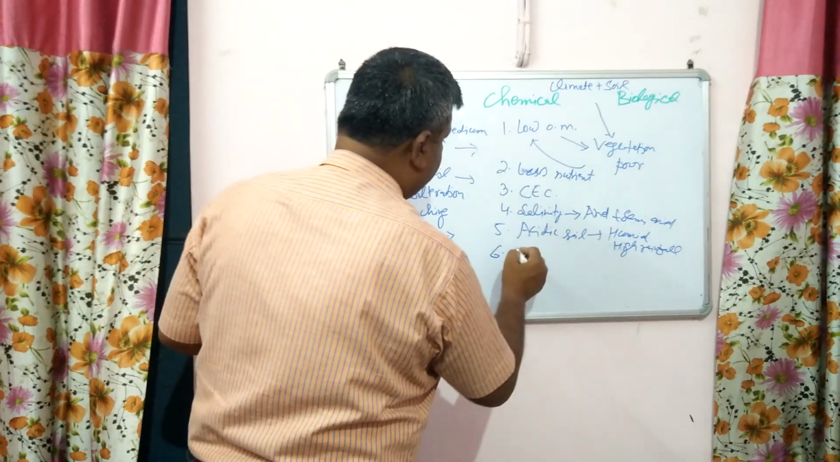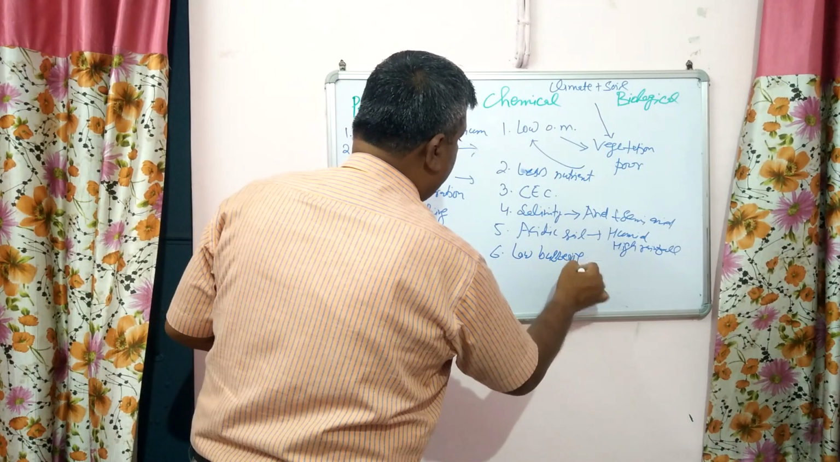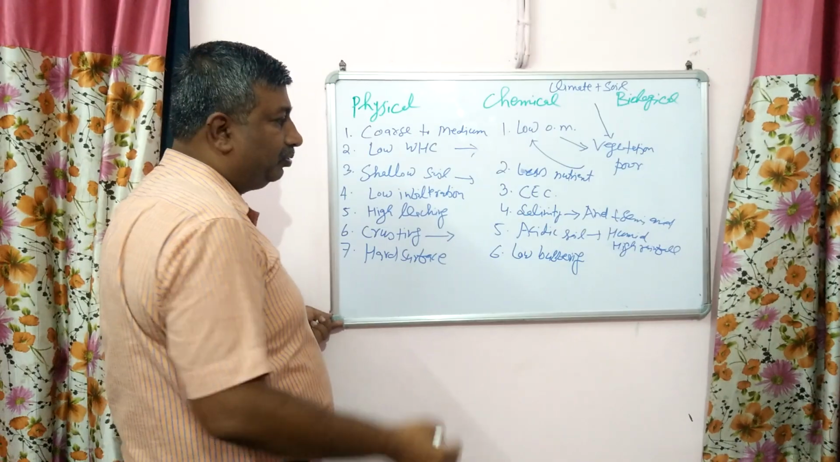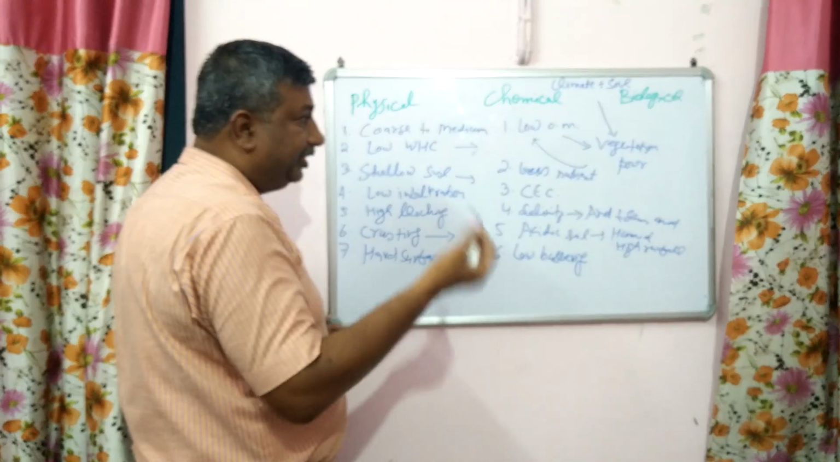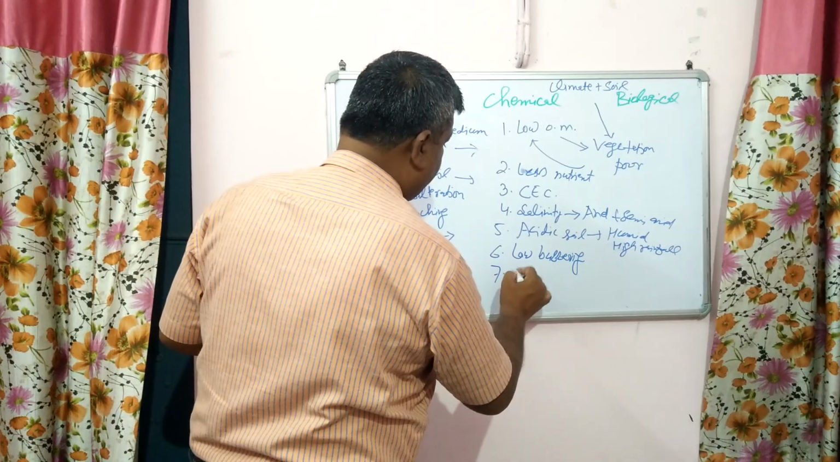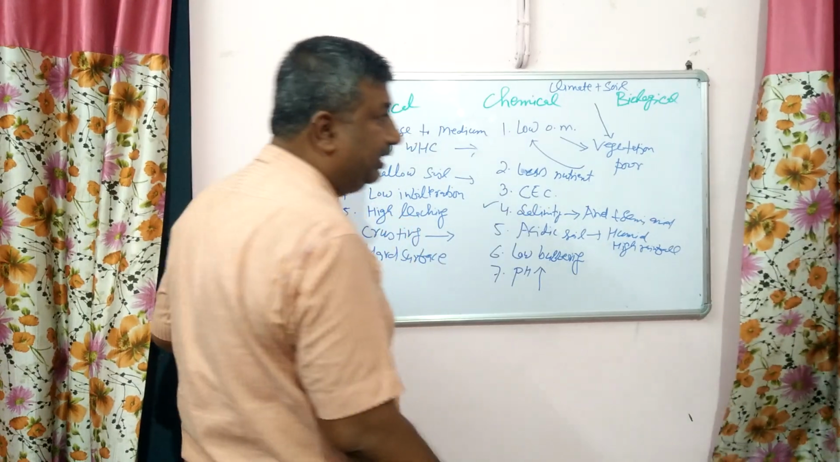And the buffering capacity is low. Low buffering capacity means low ability to resist change in pH. Because of high salinity, these soils sometimes show high pH. So pH is higher because of salinity.